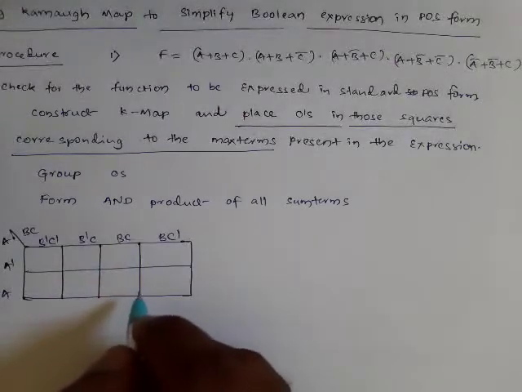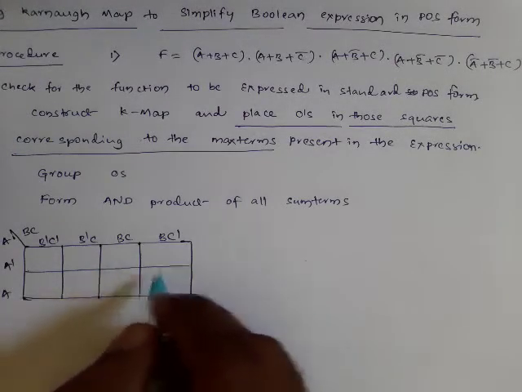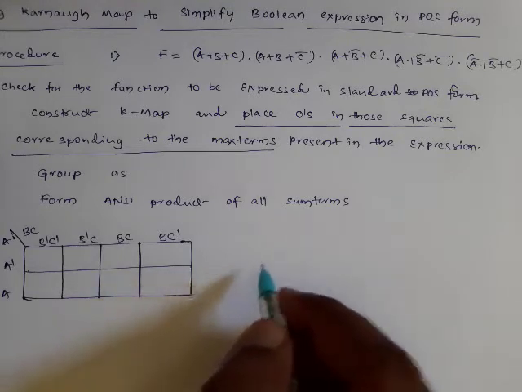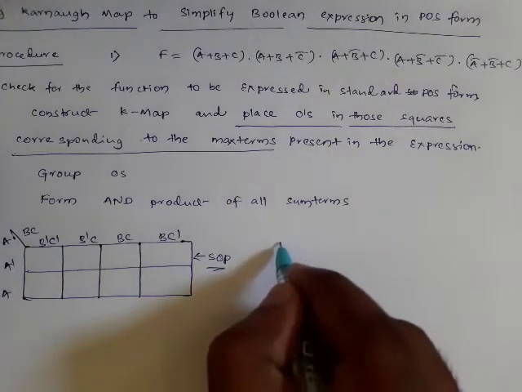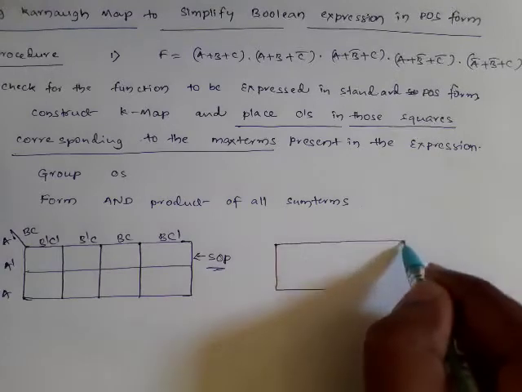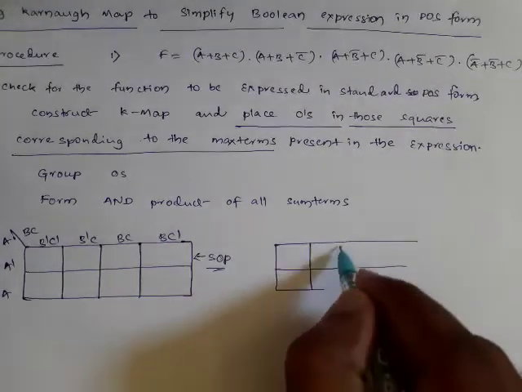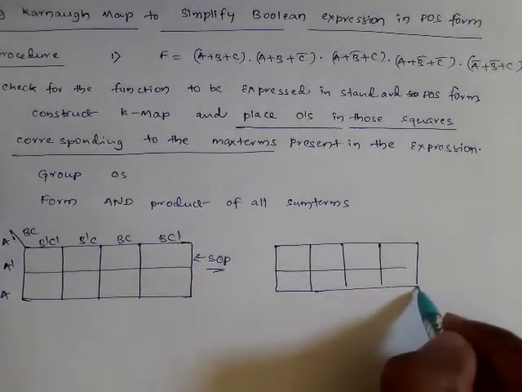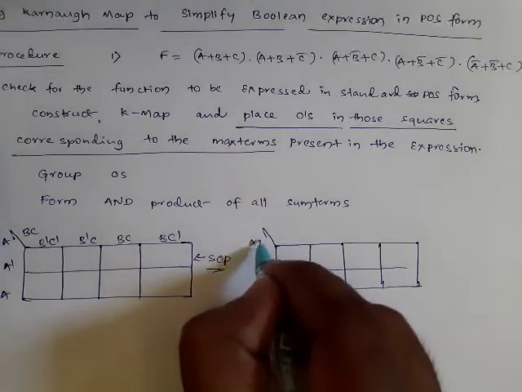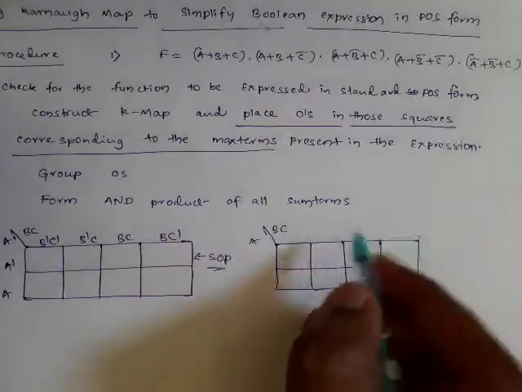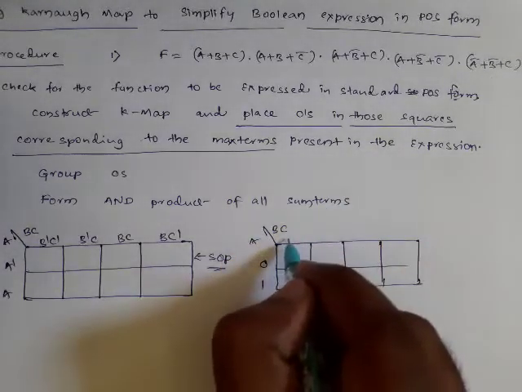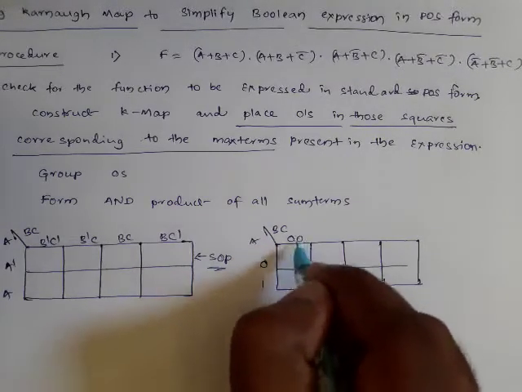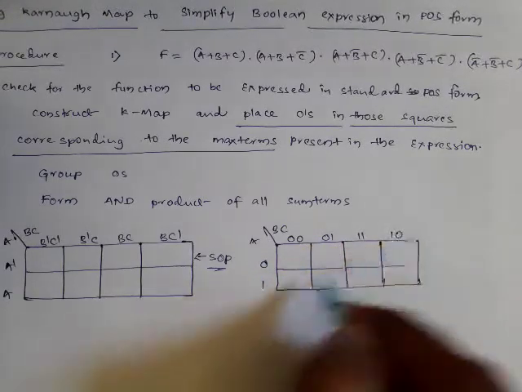This is how we construct the map when we want to simplify an expression in SOP form. But to construct the K-map for an expression in POS form, it is somewhat different. For three variables A, B, C, you see here that A takes value 0 for this row and 1 for this row, and BC takes the values 0 0 for this, 0 1 for this, 1 1 for this, and 1 0 for this.